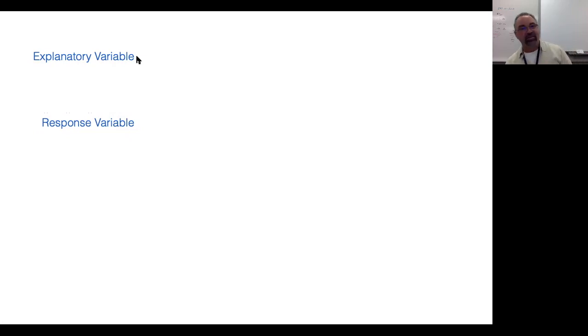All right, there are two main types of variables in our study. There's something called the explanatory variable. The explanatory variable. Explanatory. And there's something called the response variable. Okay, so I think the names sort of tell you exactly what they are. The explanatory variable is the one that explains the change in the response variable.